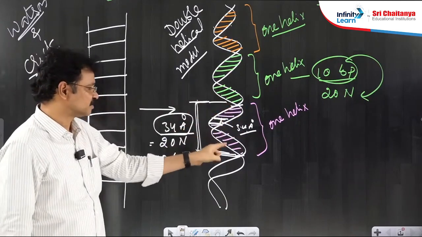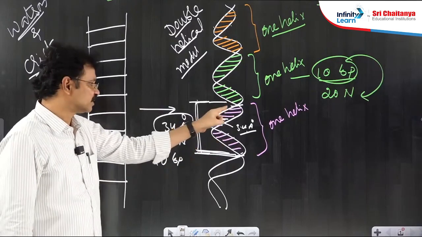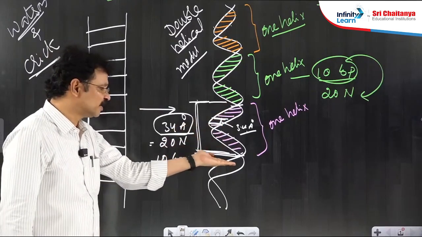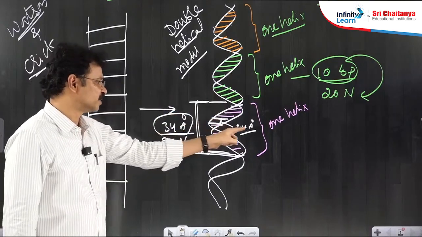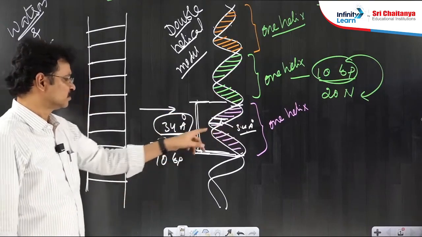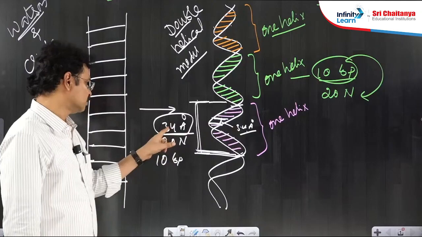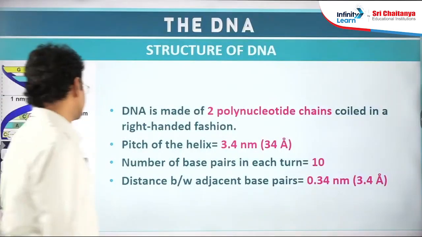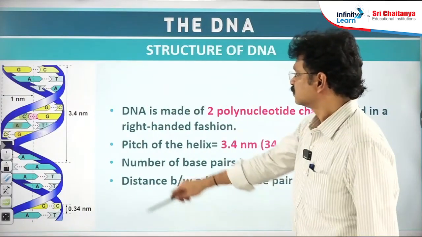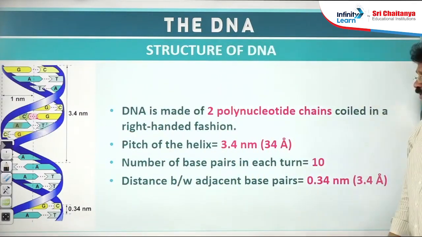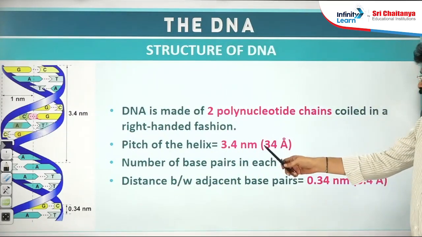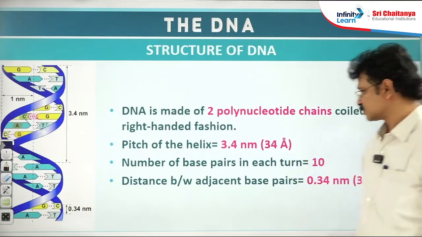Within the helix, 10 base pairs are there. These 10 base pairs are equidistantly arranged. The distance between two adjacent base pairs is 3.4 angstroms. 10 times 3.4 is 34 angstroms. Identify this diagram here. It is the one helix, nothing but one pitch. The distance of that pitch or helix is 34 angstroms.